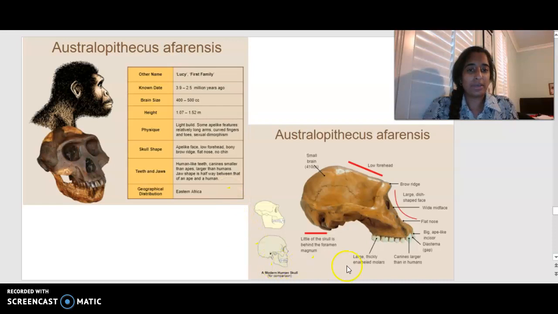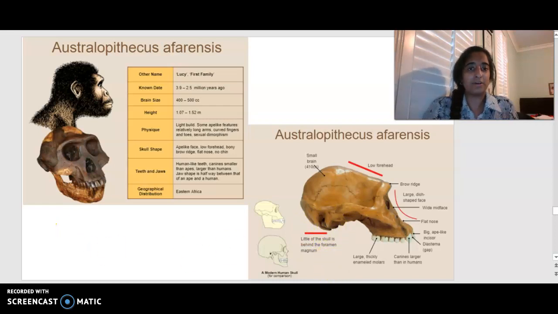So in terms of looking at the skull, you can see here how it would compare to a human. It's more of a dish-shaped face. We've got a low forehead. The brain is a lot smaller. The nose is a lot flatter. If you're looking at the teeth, the canines are a lot larger than they are in humans. And there's little of the skull that is behind the foramen magnum, so where the spine would fit in over there.